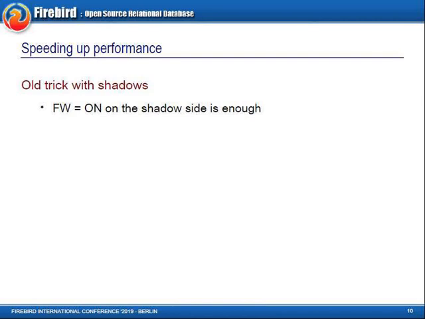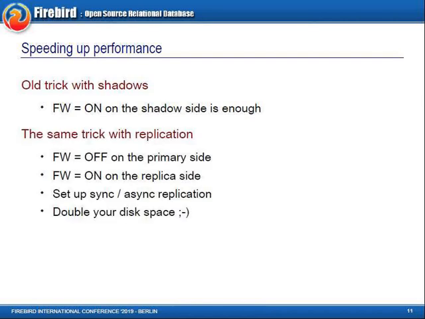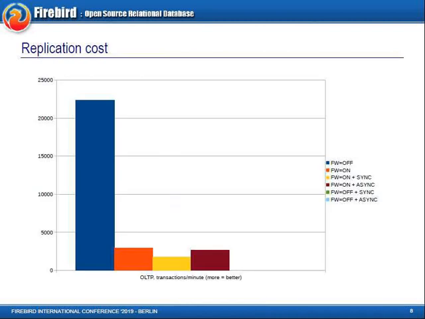But this exact idea can be used with replication as well. Just disable forced writes on the primary side and enable them on the replica side. And set up either synchronous or asynchronous replication, and you can see that you can get performance around half of the case with the disabled forced writes, which is not reliable. But here you have a reliable copy and improved performance. A few times improved performance.